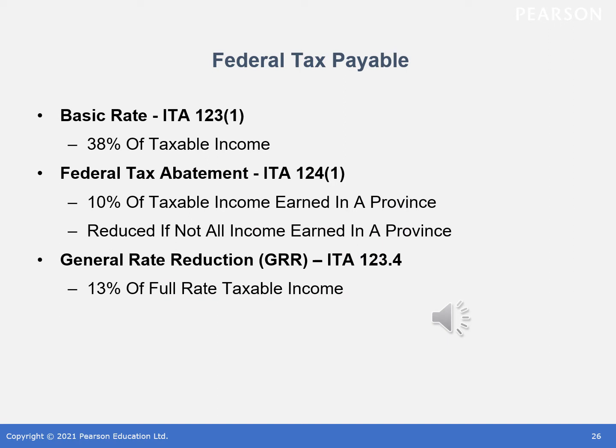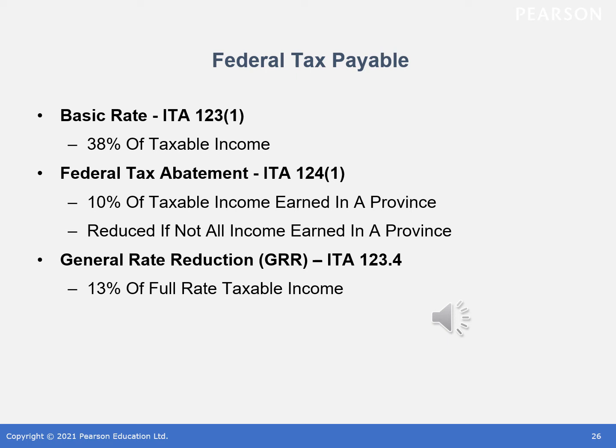When looking at federal tax payable, there's a basic income tax taxable rate of 38% of taxable income for corporations. There's a federal tax abatement meaning a 10% reduction in the taxable income based on what's earned in that province, and it's allowed to offset some of the provincial tax charged in that location. That federal tax abatement is reduced if not all the income is earned in a province where they earn income outside of Canada. There's also a general rate reduction where it's 13% of the full rated taxable income, resulting in a general federal corporate tax rate of 15%, assuming 100% of their income is earned somewhere in one of the provinces of Canada.